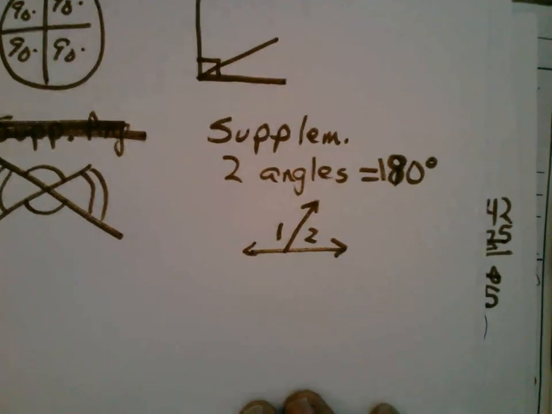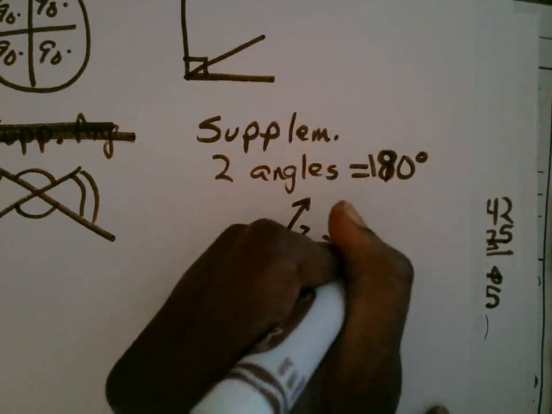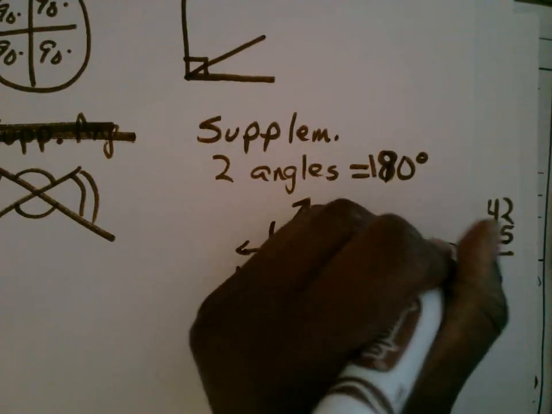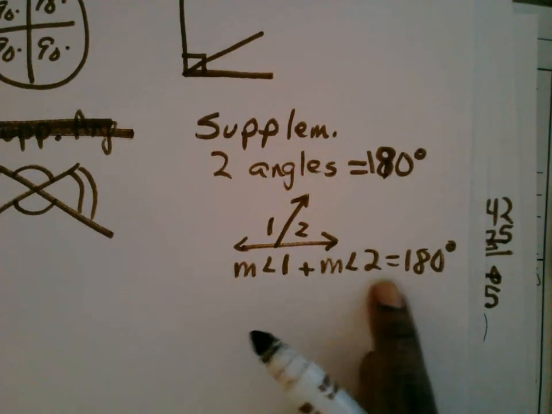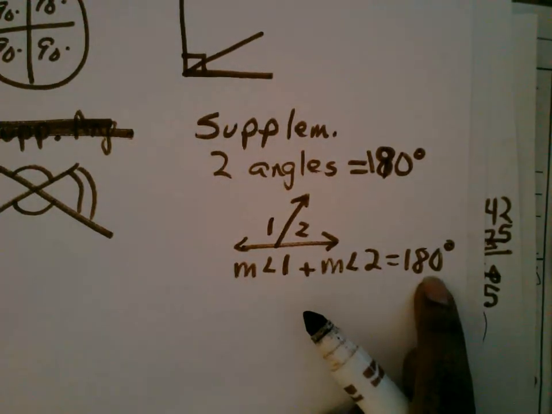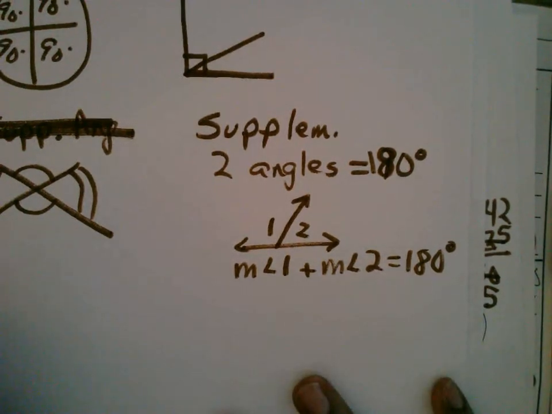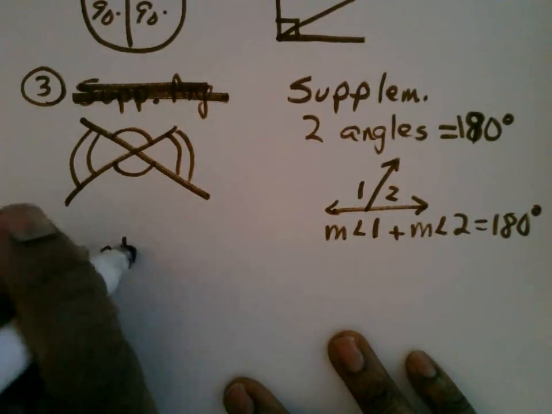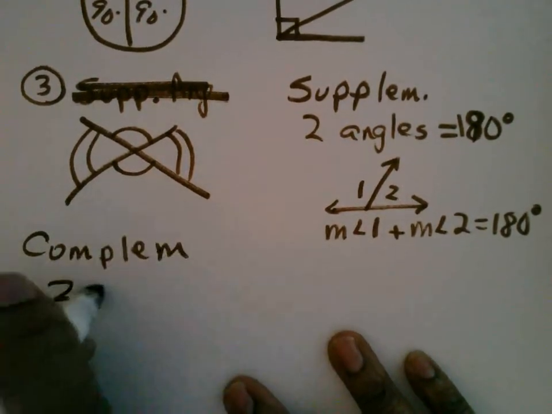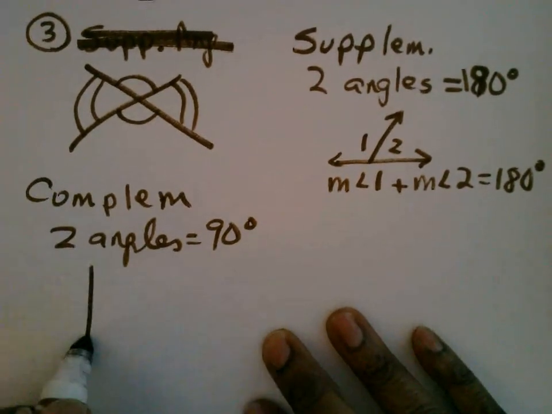So look, the measure of angle 1 plus the measure of angle 2 equals 180 degrees. Look how I wrote it. The measure of angle 1 plus the measure of angle 2 equals 180 degrees. All right, complementary angles. Two angles whose sum is 90 degrees. They make the letter L.